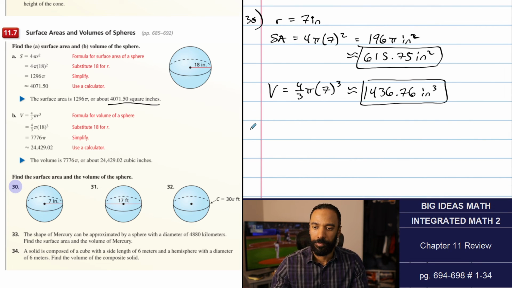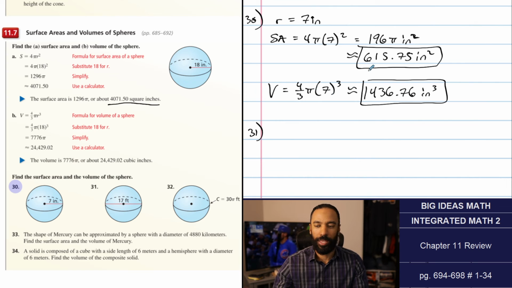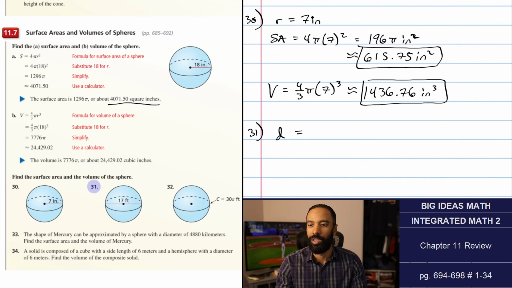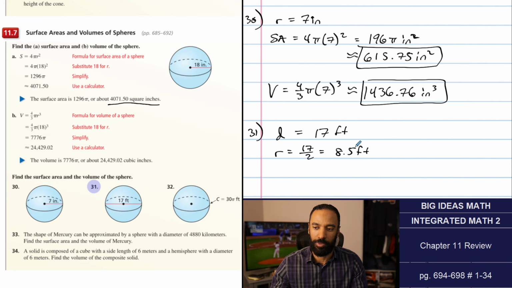There's number 30. Number 31, this time they give you the diameter. So if the diameter is 17 feet, we have to find the radius. All these have R. So diameter is 17 feet. Let's take half of that. Get the radius, 8.5 feet. Let's use the decimal version.